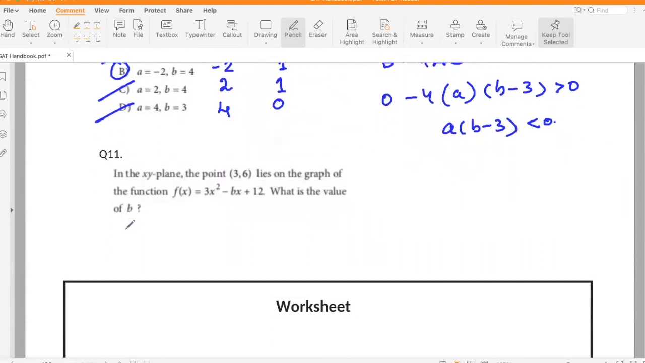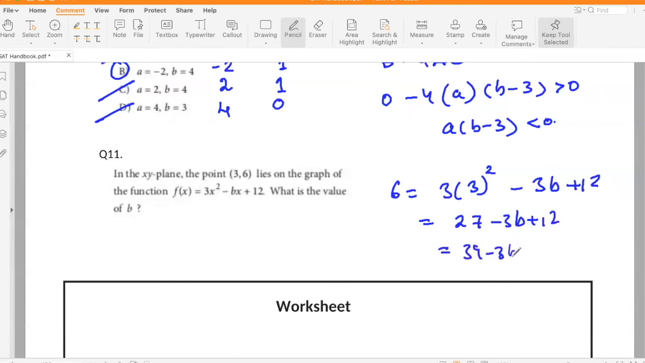In the xy plane, the point 3, 6 lies on the graph of the function f(x) is 3x squared minus bx plus 12. What is the value of b? So we'll just substitute. f(x) is 6 and x is 3. So 3 times 3 squared minus 3b plus 12. So that's 27 minus 3b plus 12. So that's 39 minus 3b. So 3b is 39 minus 6, which is 33.